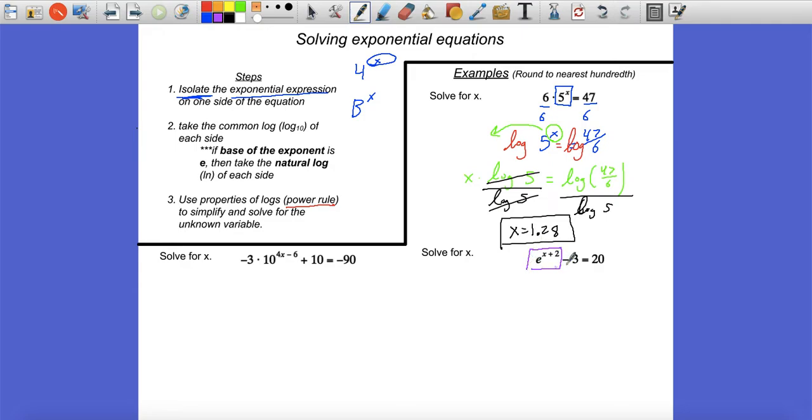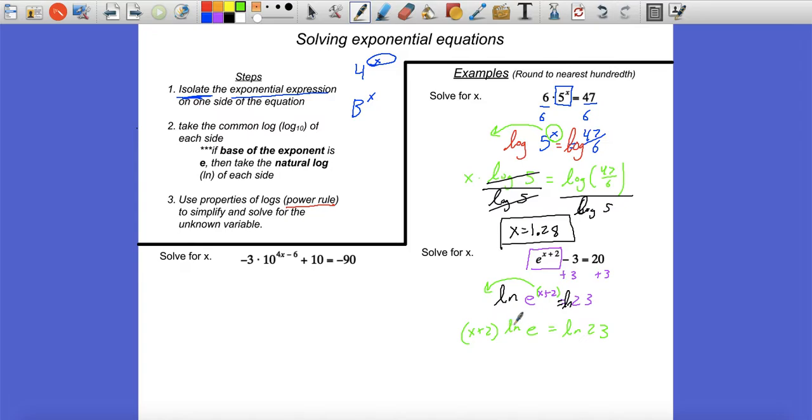So isolating e to the x plus 2, I add 3 to each side. I get e to the x plus 2 equals 23. Now that I have this isolated, I'm going to take, rather than the common log, the natural log of each side. So I've got natural log of e to the x plus 2 equals natural log 23. And our x plus 2 is going to come out front. So we've got x plus 2 times natural log e equals natural log 23.